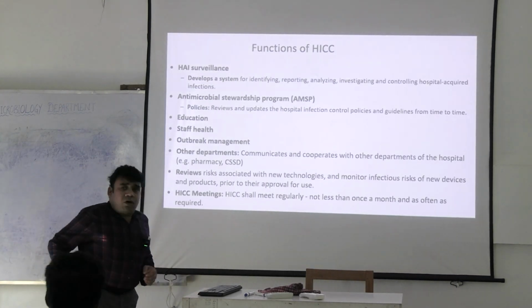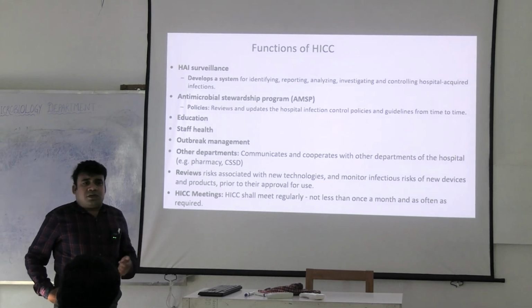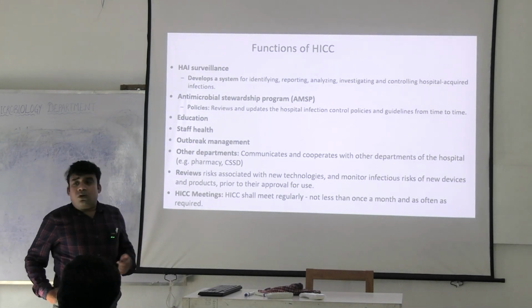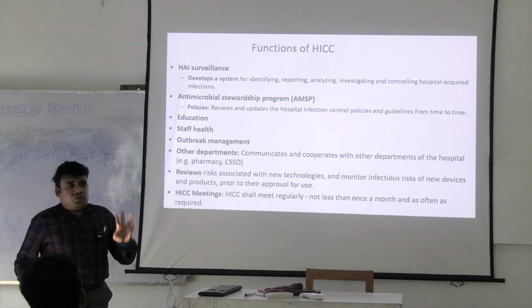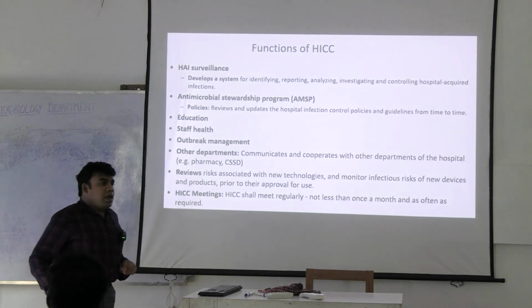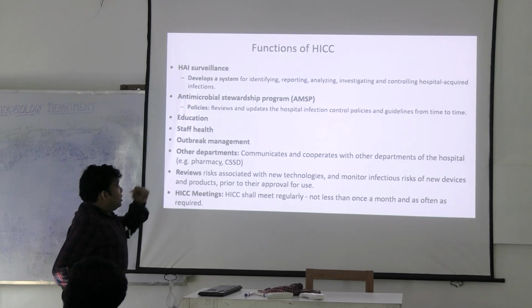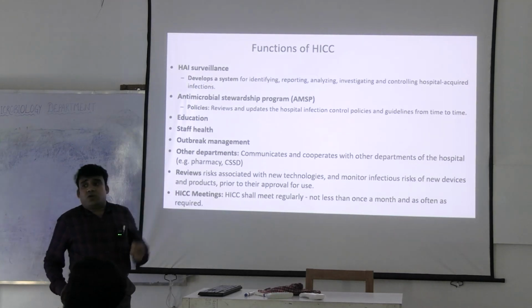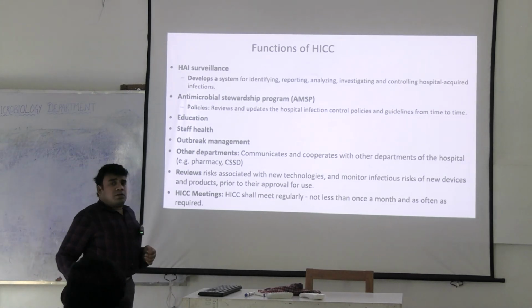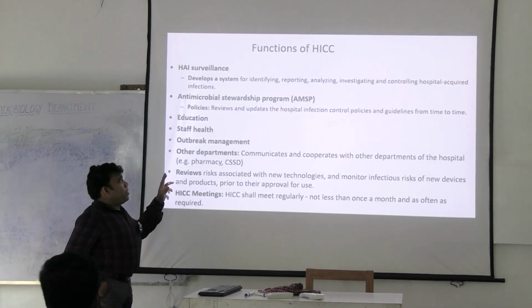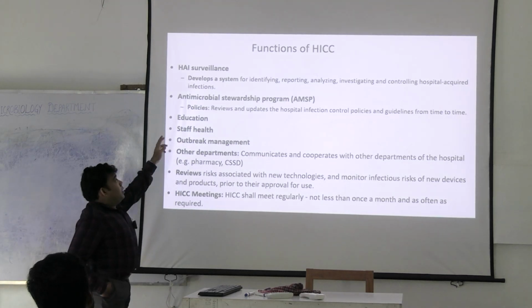Now, what is the role of the Hospital Infection Control Committee? The first role is to do HAI surveillance, to find out what are the infections that are happening and why they are happening. Then the next role is the antimicrobial stewardship program that has to be implemented. I will teach you in a lecture class next week, so I am not discussing AMSP today.